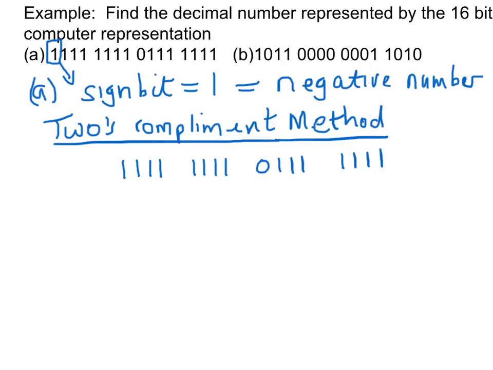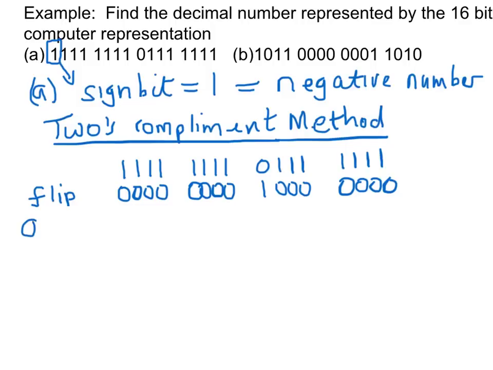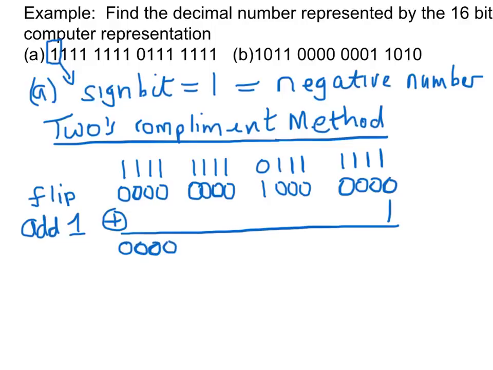So remember, the method was you take the original number, this is the 16-bit computer representation, you flip the bits, and you get 4 zeros again, then 1 and 3 zeros, and then 4 zeros at the end, and you add 1. Okay, let's add 1, then you get 1, 2, 3, 4, 1, 2, 3, 4, 1, 0, 0, 0, and then 0, 0, 0, 1.